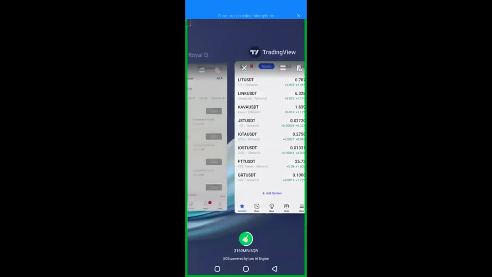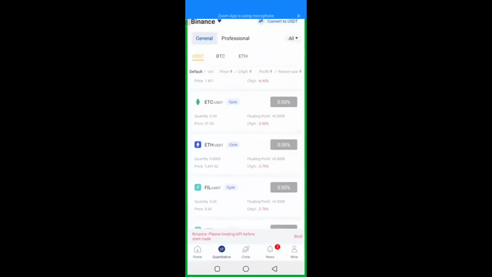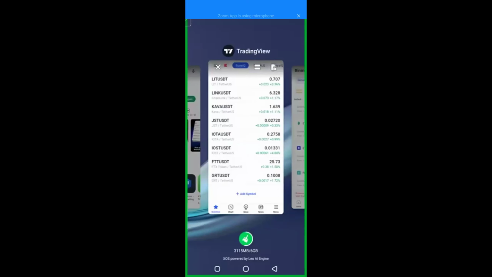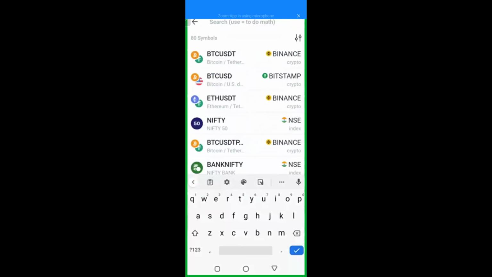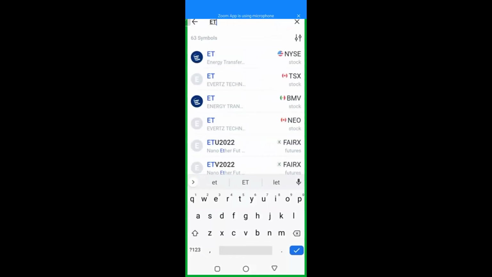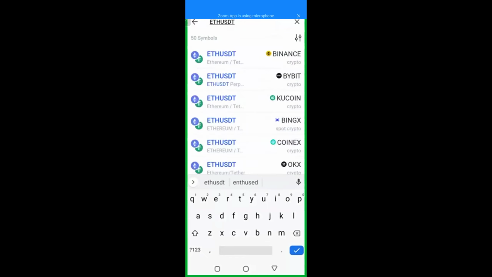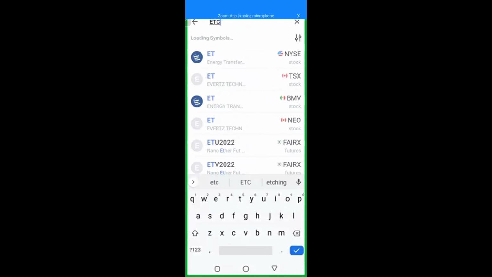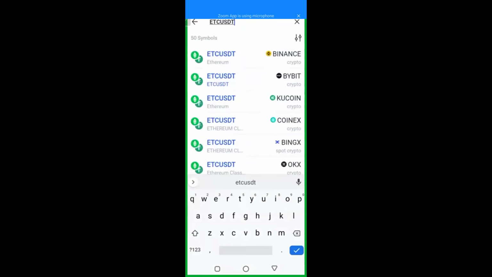We are still moving to make sure that we have FIL, ETH. We have FIL, so you write FIL USDT. All right, then you write ETH USDT, that is Ethereum. Then we have ETC, Ethereum Classic USDT.